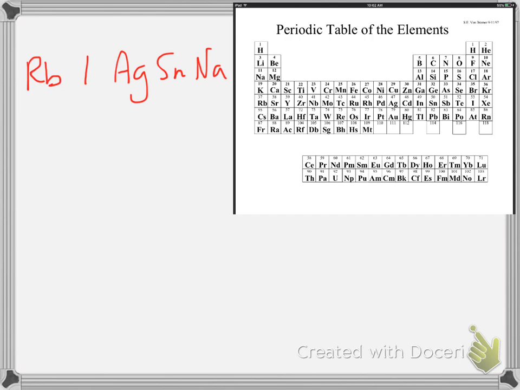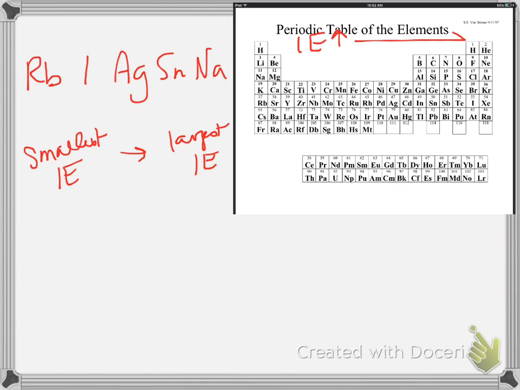Okay, so now you're asked to place the following in order of increasing ionization energy, so smallest, i.e., to largest, i.e. Okay, well, what do we know about ionization energy? We know that I.E. goes up as we go this way, and we know that I.E. goes down as we go this way, in complete opposition to atomic radius. They have an inverse relationship.